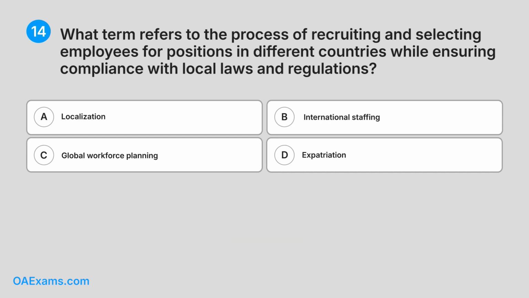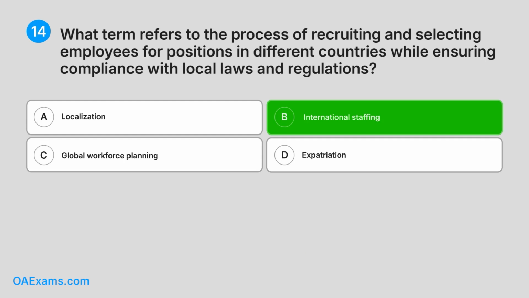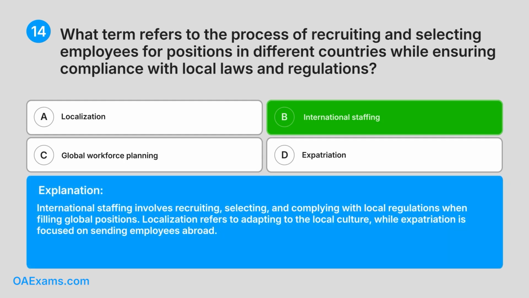Correct answer. B. International staffing. Explanation. International staffing involves recruiting, selecting, and complying with local regulations when filling global positions. Localization refers to adapting to the local culture, while expatriation is focused on sending employees abroad.